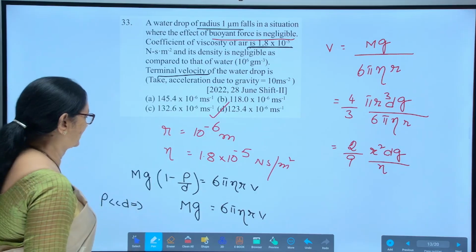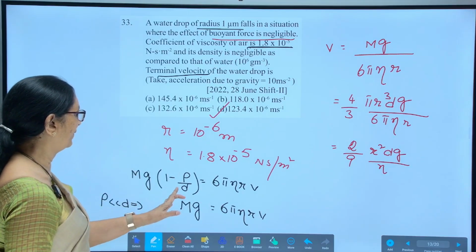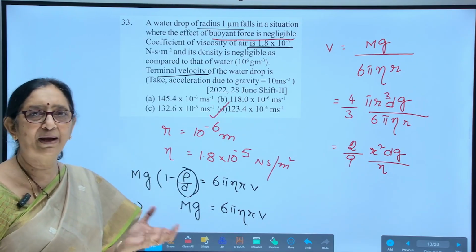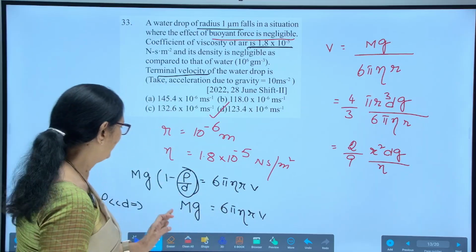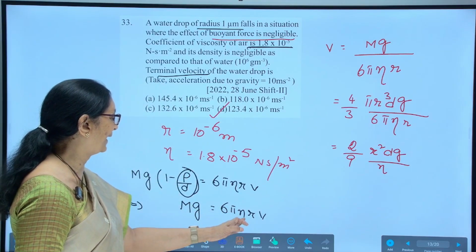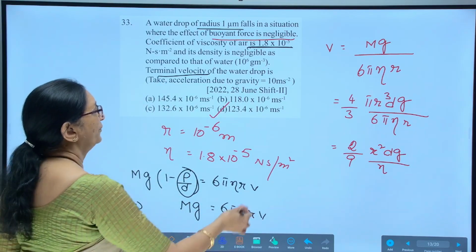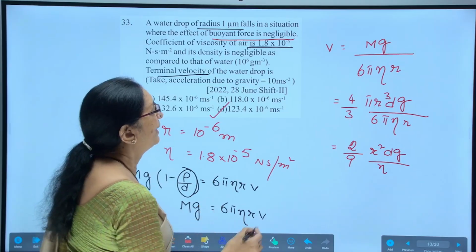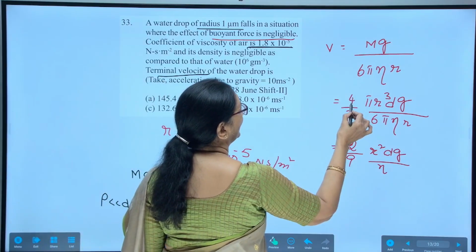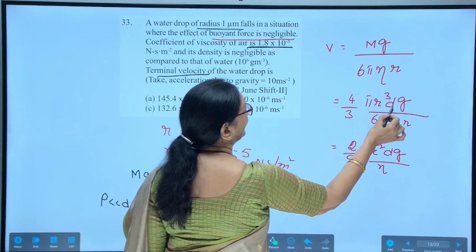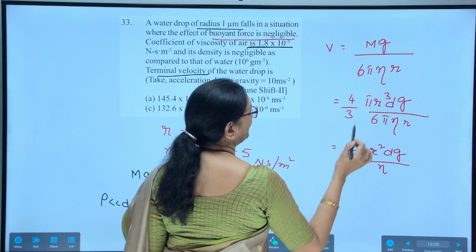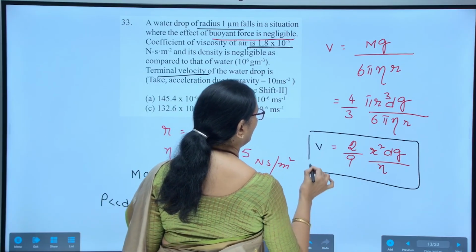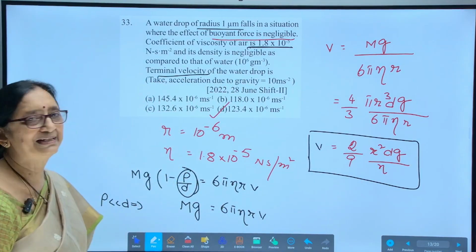Terminal velocity. So, mg into (1 minus rho by d), as density or buoyant force is neglected, mg is equal to 6 pi eta r v. So, v is equal to mg by 6 pi eta r. Mass is equal to volume into density, 4 by 3 pi r cube d, so v = (4/3 pi r cube d g) by 6 pi eta r, from which the terminal velocity is 2 by 9 r square dg by eta.